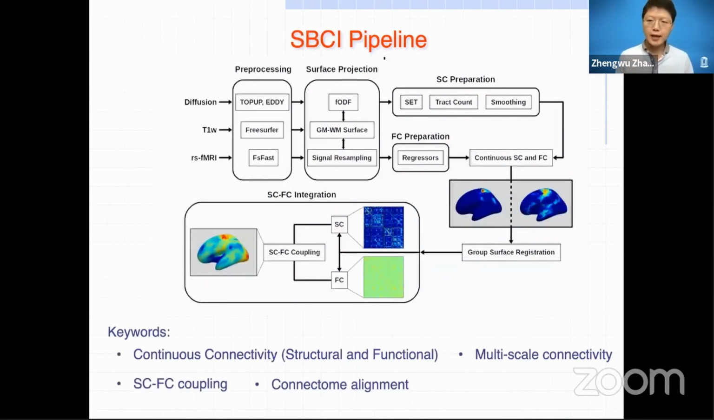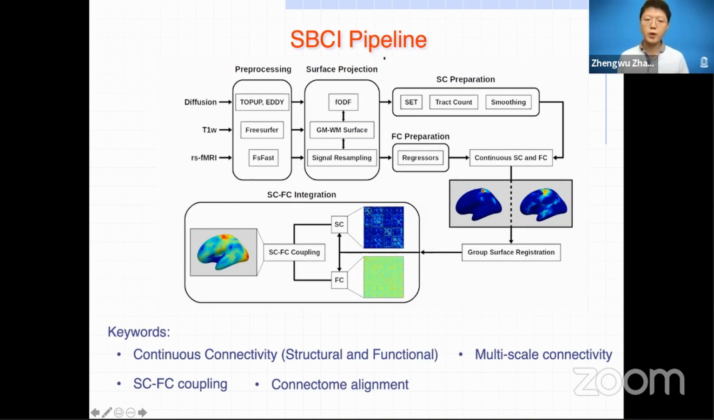So that is kind of the engine behind this surface-based connectivity integration pipeline we developed. This is the flow chart of the pipeline. From the DICOM data dumped out from the scanner, you can use our pipeline to do the analysis. The pipeline takes three image modalities: diffusion, T1, and resting state, and then does pre-processing, surface projection, reconstruction, and so on, all the way to tractography and FC cleaning. Then you can get a continuous SC and FC on the surface.